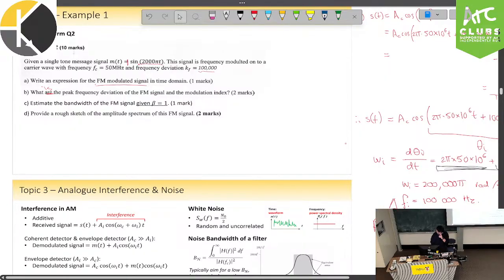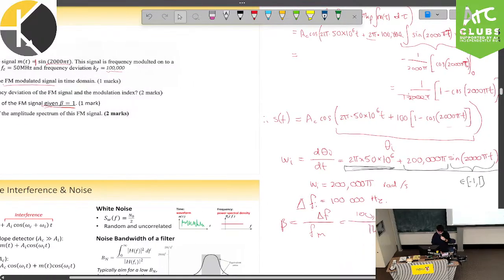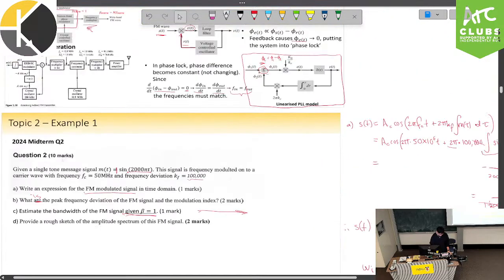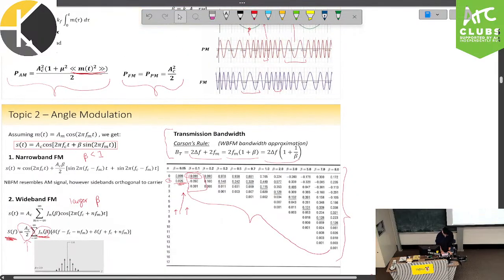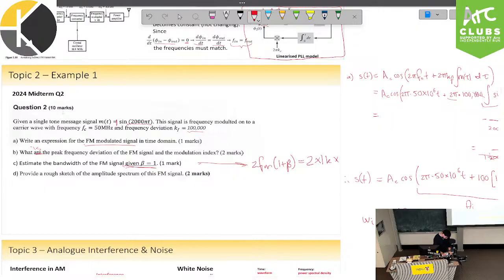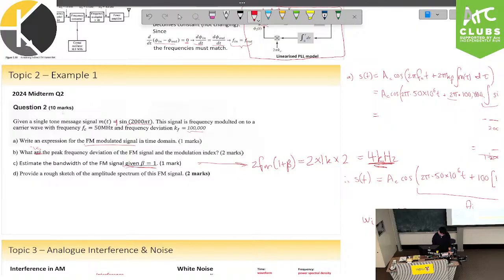Alright, for this part C, estimate the bandwidth of the FM signal given beta equals 1. So we calculated beta is 1,000. We're going to forget that ever happened. We're going to say beta equals 1 for this case. Using Carson's rule that we have above. We're given beta, so I'm going to use one of these formulas involving beta. I might just use this one. So we have 2 fm (1 plus beta). We know our fm is 1K. And we know our beta is 1, so 1 plus 1 is 2. So we have a transmission bandwidth of 4 kilohertz.